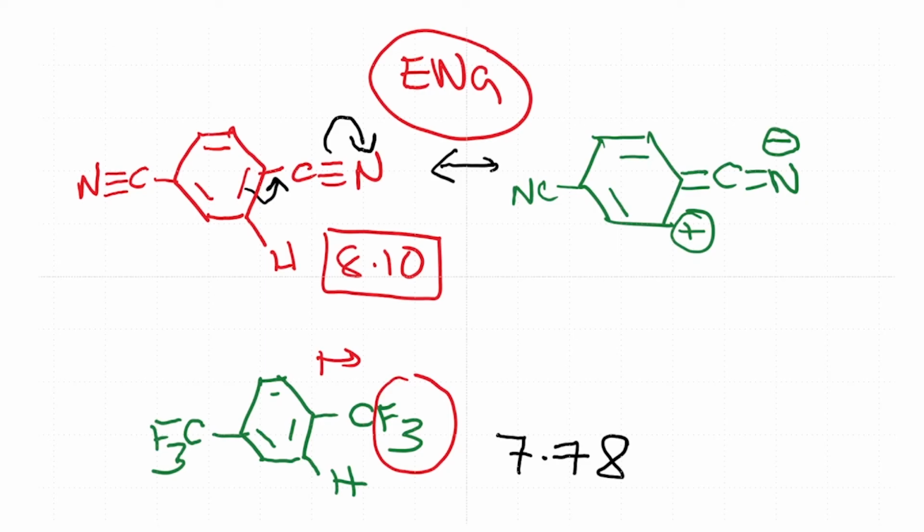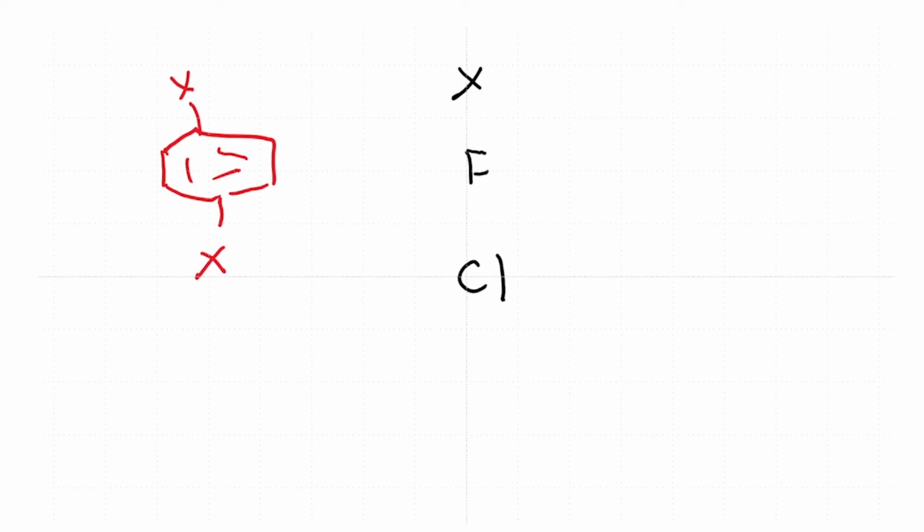Now let's move on to a couple more examples in the halogen series. I'm just going to draw out the compounds as X and X. So when X is fluorine, then you can look at chlorine, bromine, and iodine.